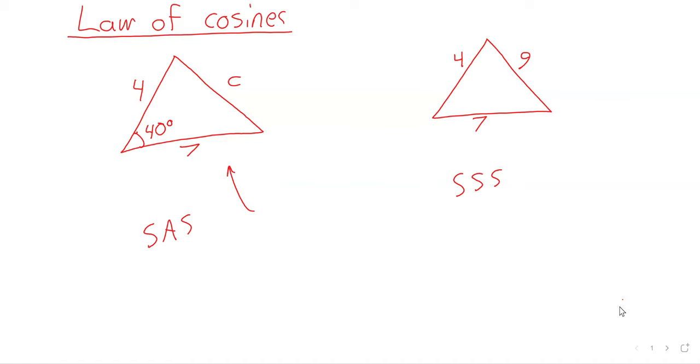As for SSS triangles, where we already know all of the sides and we want to know the angles, let's see, is this a realistic triangle? I think it is. A triangle should have the property that anytime you add up two of the sides, it's bigger than the third side. So this does have that property.